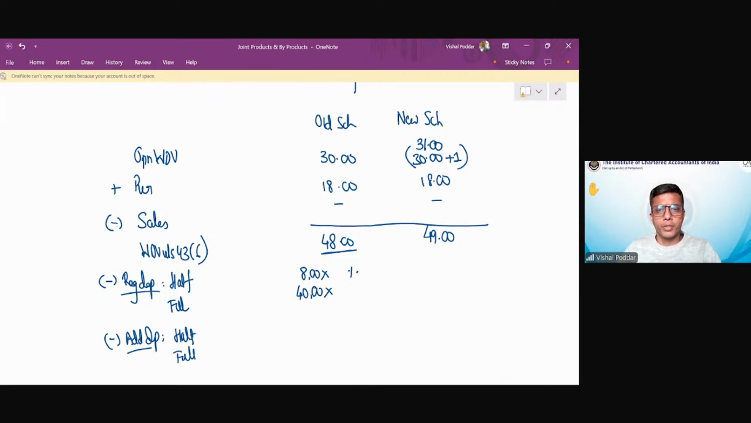Sorry, half means 7.5, 15. Here again 8 lakhs is half, and now additional depreciation is not applicable here. Why not applicable? Simple reason, because in the new scheme, additional depreciation is not allowed as deduction.